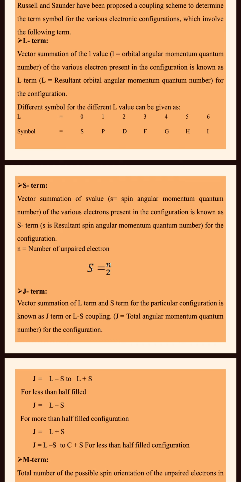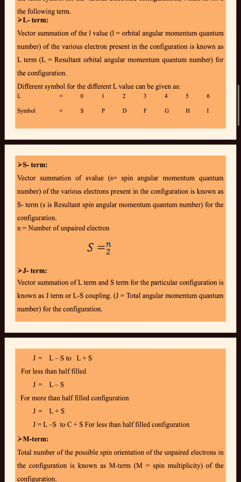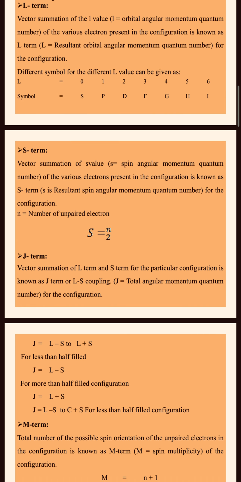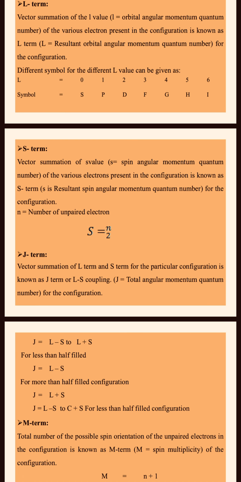Capital L is the resultant orbital angular momentum quantum number. Small l represents the orbital angular momentum quantum number of an individual electron. The resultant overall orbital angular momentum quantum number is capital L, and small l is different. Small l is actually used in finding the different terms. The S term is the spin angular momentum, which is generally n by 2, where n is the number of unpaired electrons.